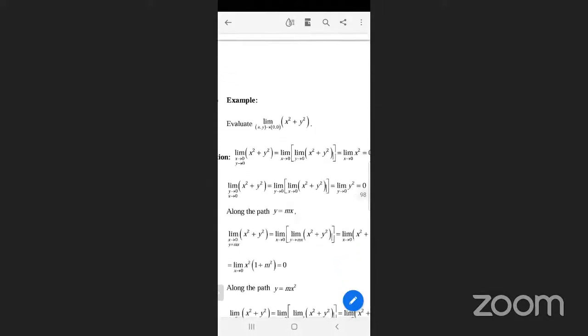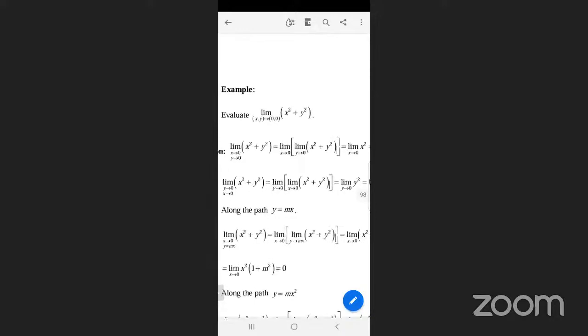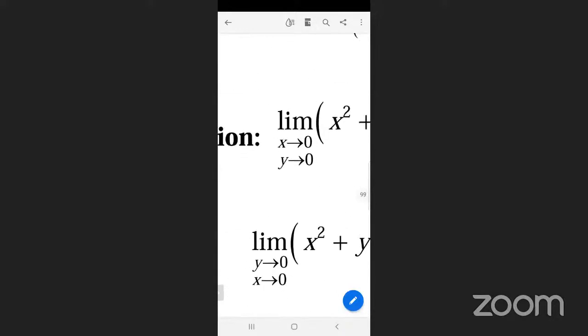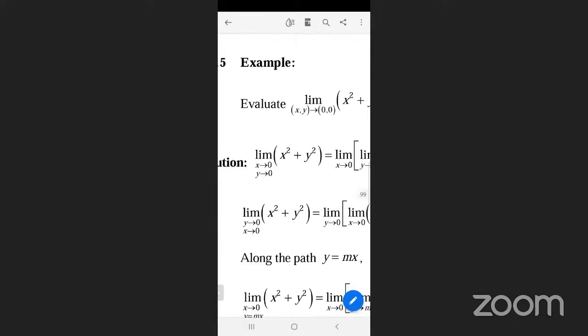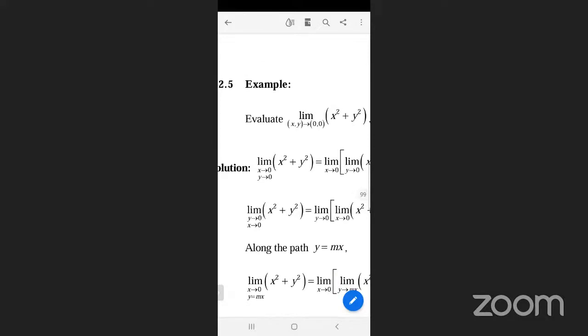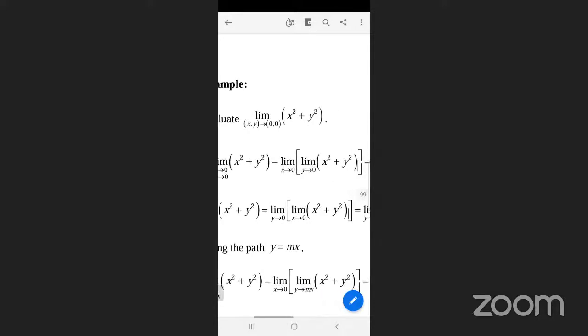So first let us take the limit as x tends to 0, y tends to 0 of the function x square plus y square. So see this limit, x tends to 0, y tends to 0. First I am writing x tends to 0, next I am writing y tends to 0, which means first we have to apply the limit for the y variable. Then afterwards finally apply the limit for x. Okay, see here. I will show it. Limit x tends to 0, y tends to 0 of x square plus y square means limit x tends to 0 of limit y tends to 0 of x square plus y square.